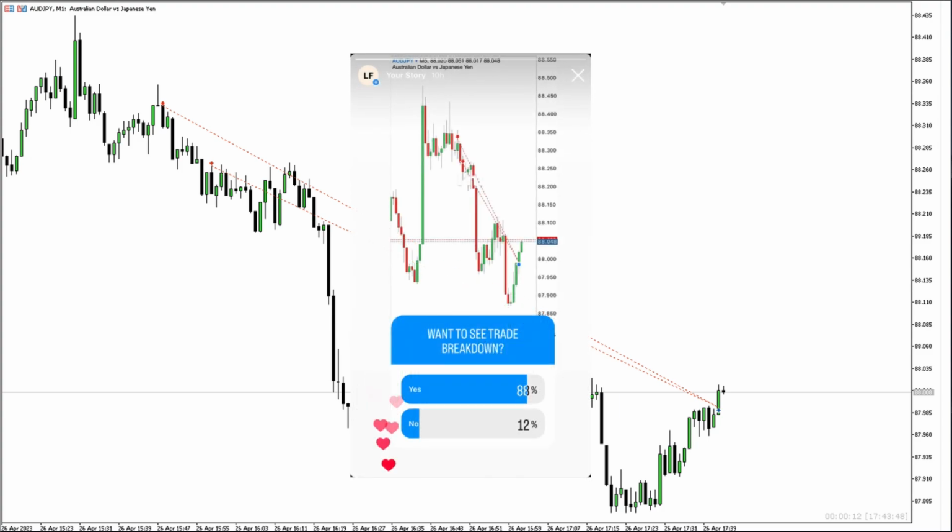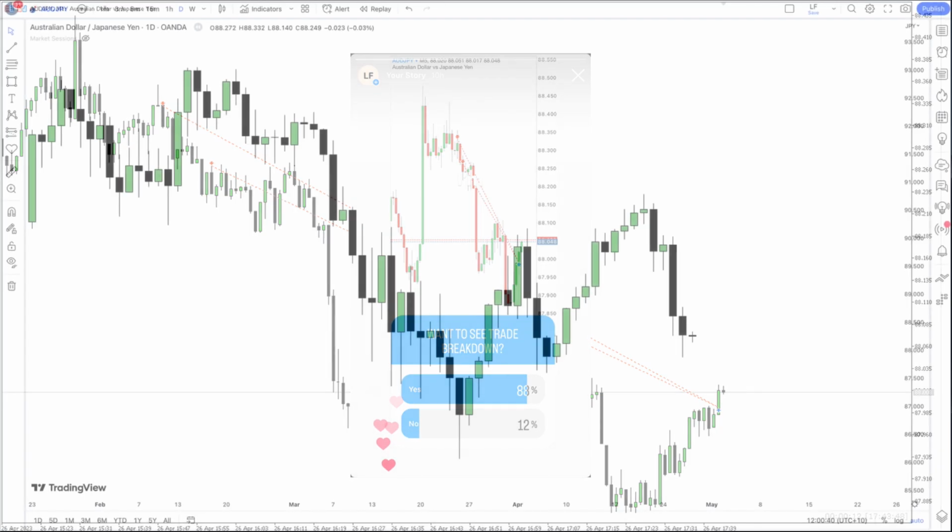Now, I had a poll on my Instagram story to see the number of people that were keen to see the trade breakdown. So there was definitely some interest. So let's go into the charts and I'll show you guys what made me take this trade.